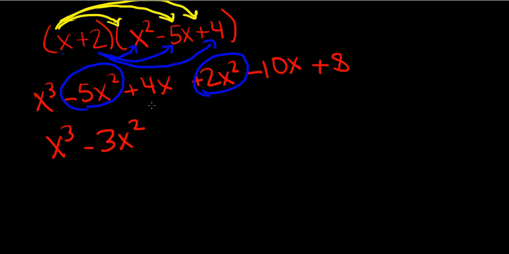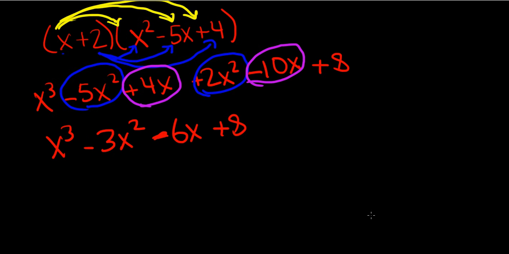Now we can look at the 4x. We do have a like term with that, and that would be the negative 10x, so we can add those two together. That would make it negative 6x, and then the 8 is just by itself, so we can bring it down, and that is the simplified version of multiplying polynomials.